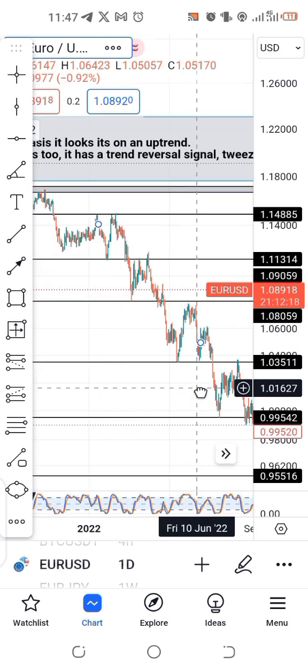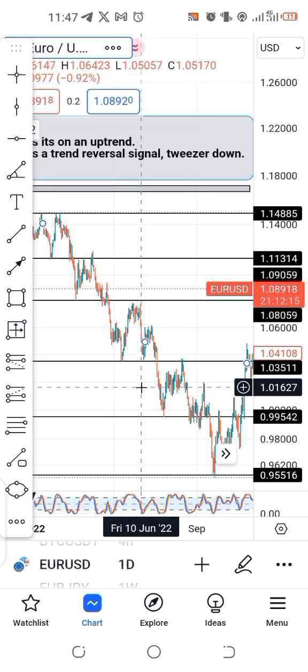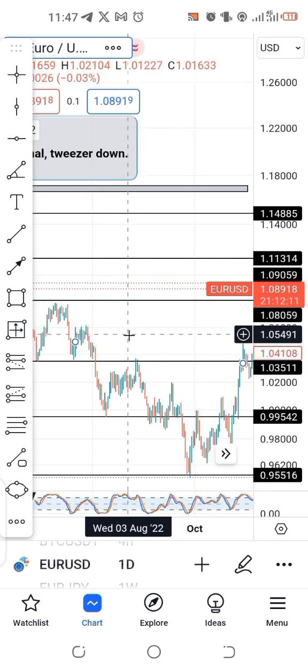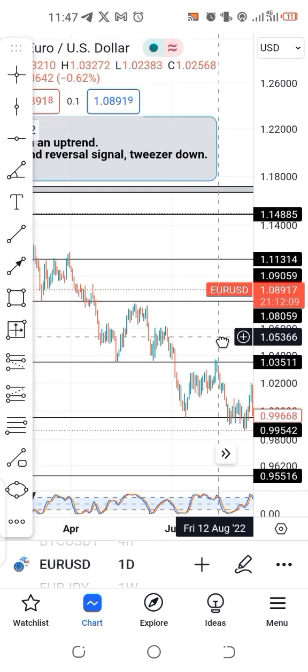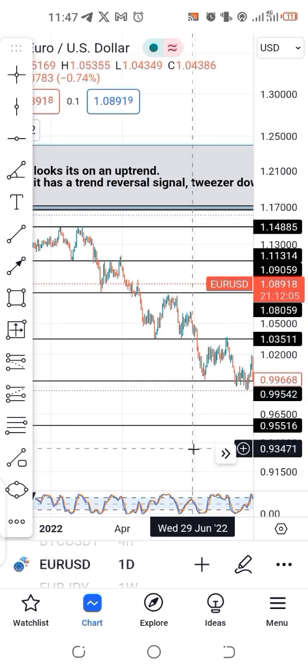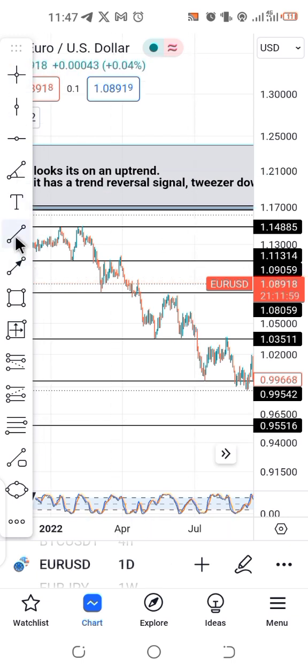So you realize that this has been nicely drawn. Now the next thing I want to talk about is trend lines. Trend lines are diagonal support and resistance lines that we can also draw on the chart. Yes, they are also support and resistance lines, but this time around they are diagonal. So what you do is you pick the trend line tool. This is the trend line tool.